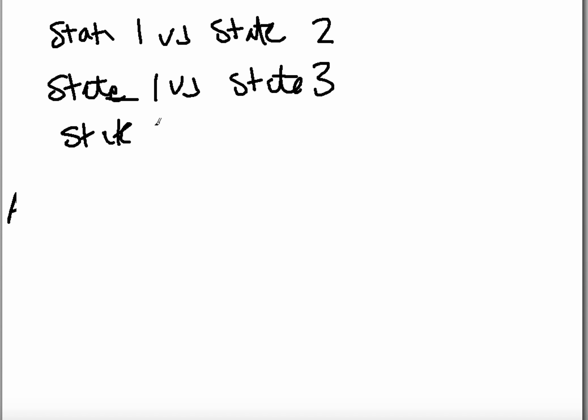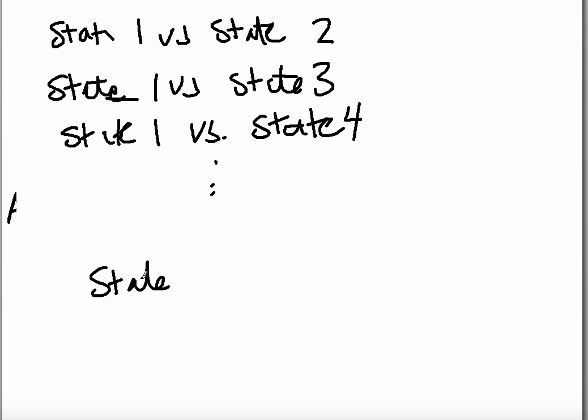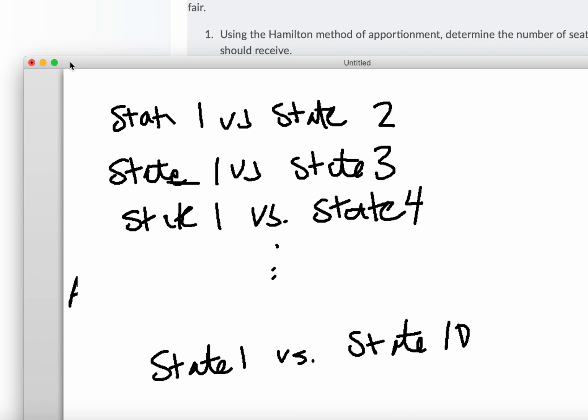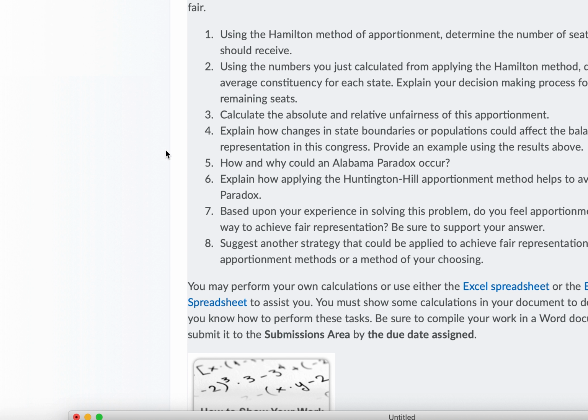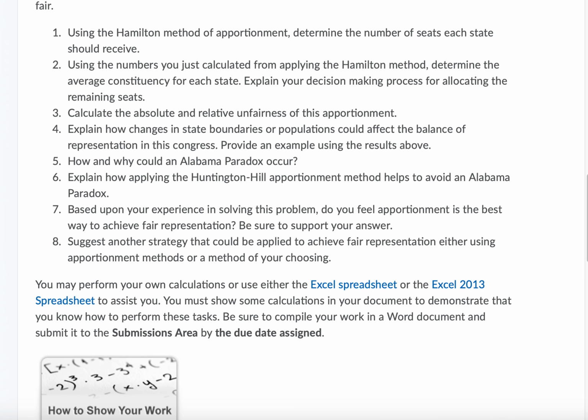State 3, average constituency, relative unfairness, absolute unfairness. State 1 versus state 4. And we're going to continue this until we get to state 1 versus state 10. So I'm just limiting the number of calculations that you're doing here to make it a little bit simpler. So go back, watch this video a couple times, follow the formulas along with me with each one of your calculations, and make sure you do a really good job in that written portion of explaining how you gave the extra seats up.